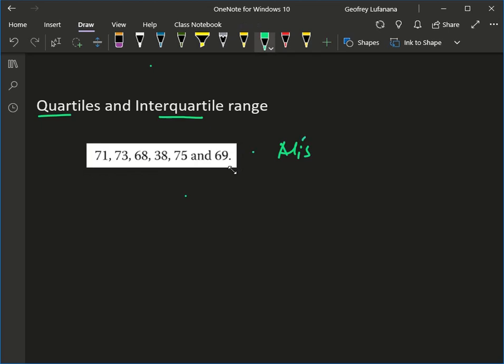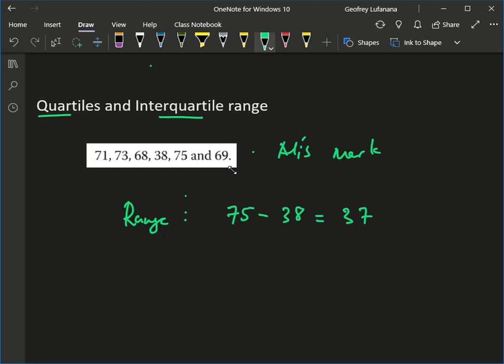If we had a data set of values, let's say these are Ali's marks in mathematics, and they are distributed in a way that you have 71, 73, 68, 38, 75, and 69. The range in this case would be his highest, which is 75, minus his lowest, which is 38, and the range would be 37.